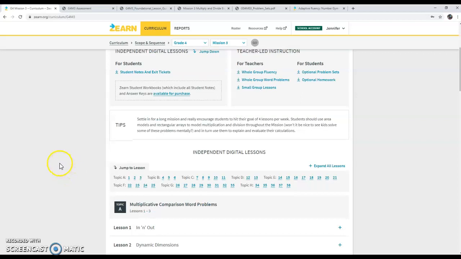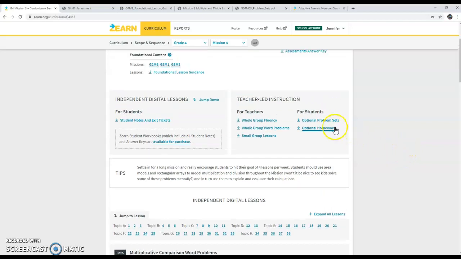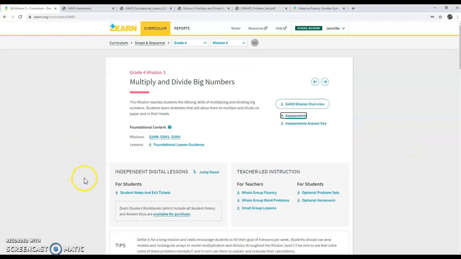One thing I will say is that it is a purchased resource, so I don't know the exact price, but you can purchase it or possibly share it with an administrator to consider purchasing it for your school. I hope this is a helpful resource and some of you can access it and use it for your students as well.